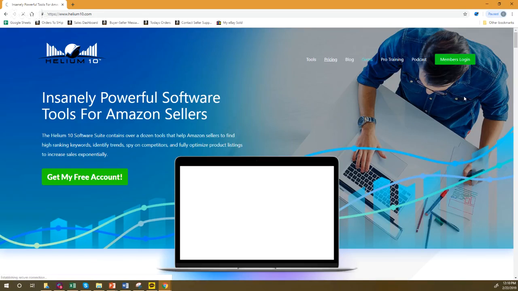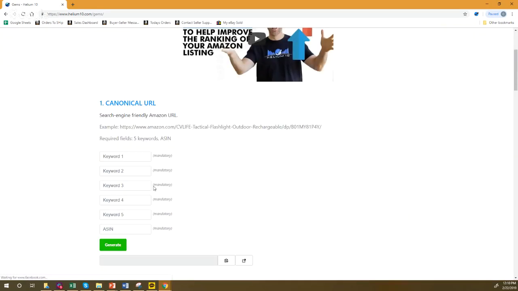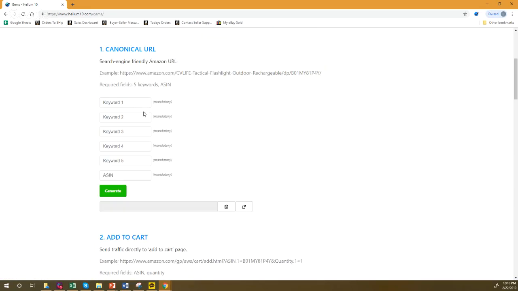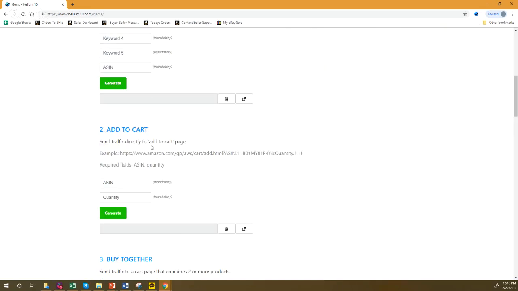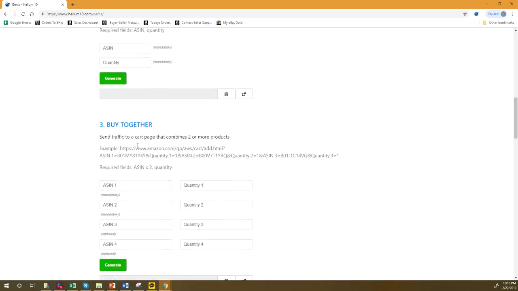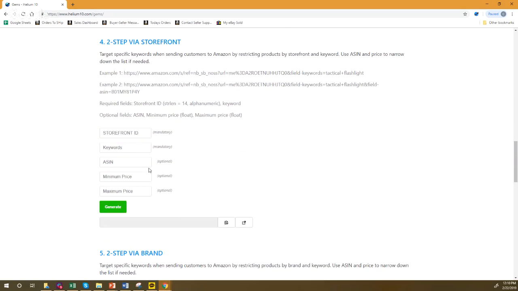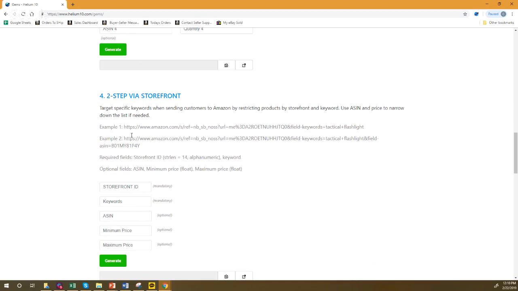Now, there are different URLs that can help you. These URLs are not for ranking keywords. These are for helping your Google ranking. This one just makes it easy for somebody to add to cart. This one, you can buy 2 things together, so you're just making it easier for a customer to buy 2 things with only 1 click. But now here is what we call two-step URLs. This means that you are taking somebody to a search in their store, a storefront, and then they will do it.